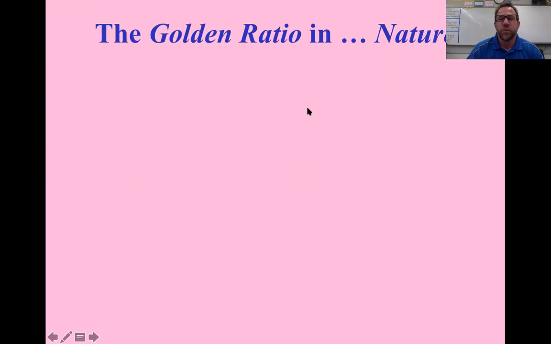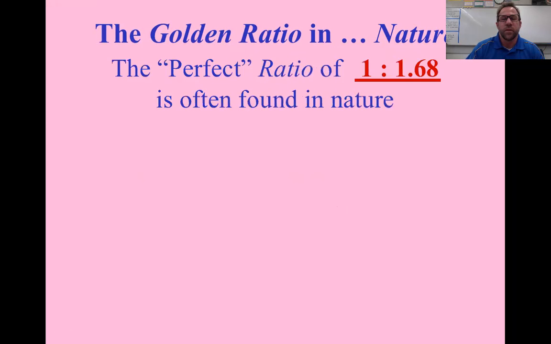If you are a person that believes in God, then you might say that, yeah, God created this golden ratio. If you're a person that does not believe in God, then you would just say, well, it's probably just a coincidence. But there is something called a golden ratio that scientists have discovered. They call it the perfect ratio of 1 to 1.68, or almost 1 2/3. It's often found in nature.